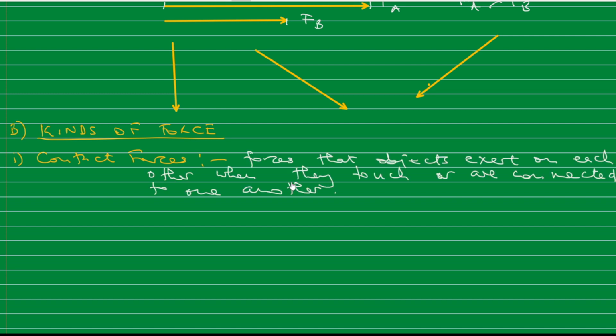Contact forces are basically forces that objects exert on each other when they touch or are connected to one another. Most of the forces that we are going to list here are contact forces. So I'll start by identifying the first contact force, which is what is called the applied force. So we've got the applied force, and the shortcut for applied force is Fa, or we can use T, especially when they are connected by a rope or a cable.